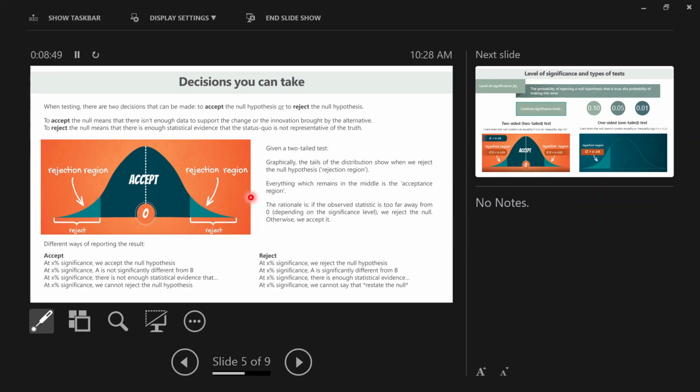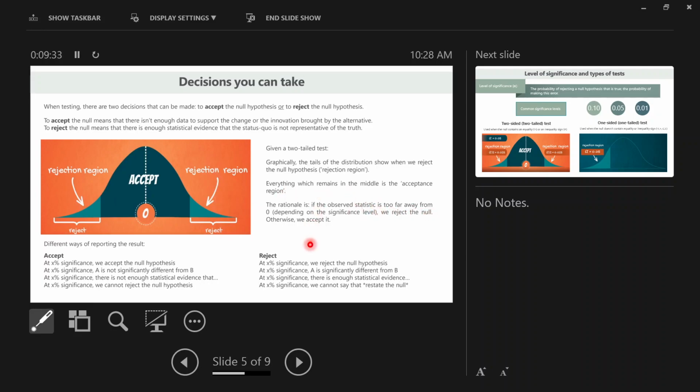Okay, you'll get it as we proceed. In most cases, we have the alpha here and the alpha here, so the inside is the acceptance region. If your alpha is 5% here and 5% here, your values should be in between, inside the alphas, for you to accept. If they go outside the alphas, you are going to reject. That's why it is called the rejection region.